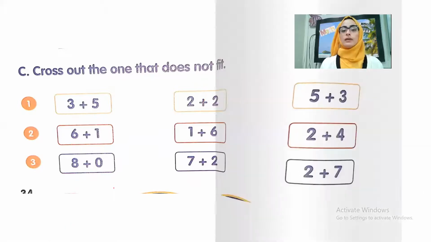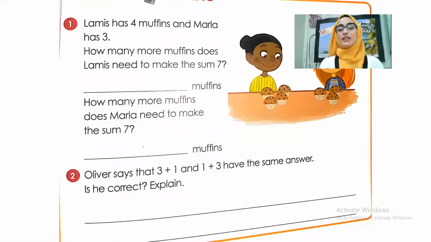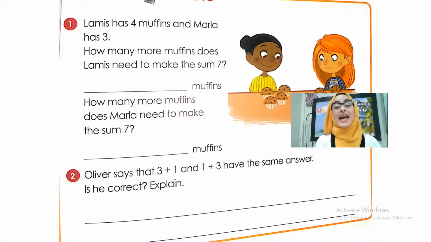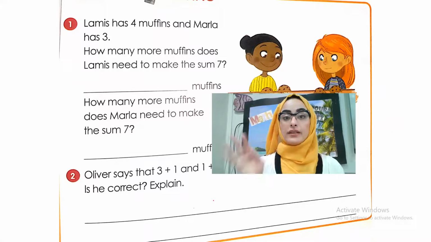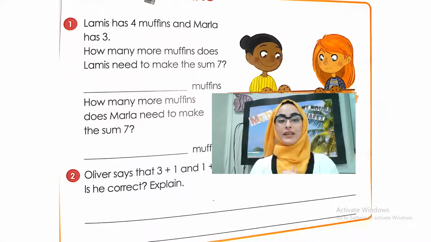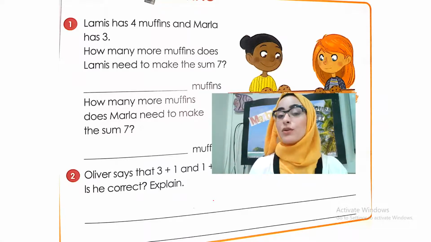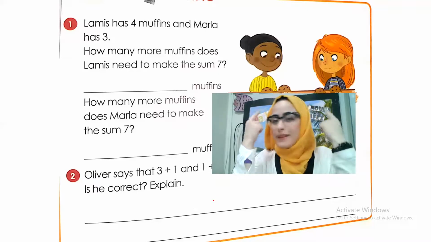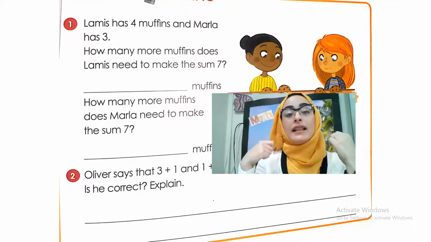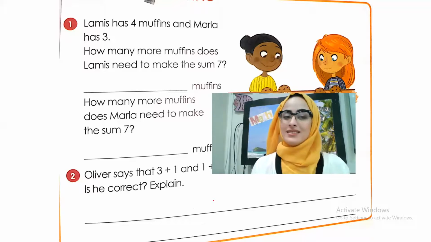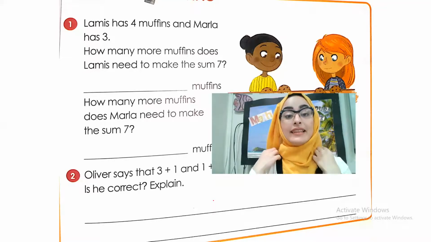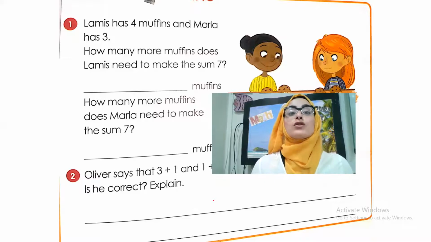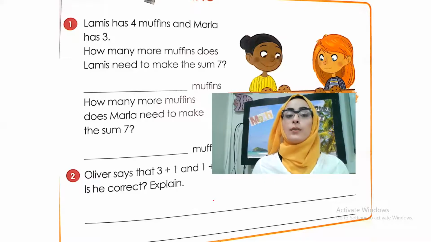Let's go now to problem solving. As you can remember, when I'm doing problem solving, I have to read and I have to what? To understand. Let's say together the 4 steps for problem solving: read, understand, make your plan, carry out the plan, and check your answers. So before doing anything, you have to read. Let's read number one.